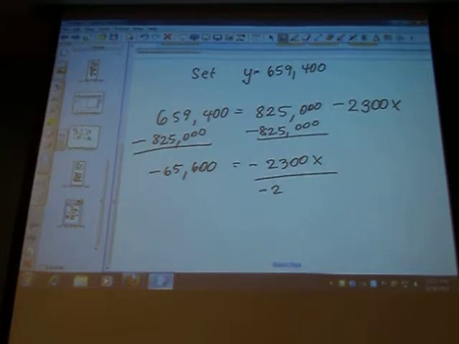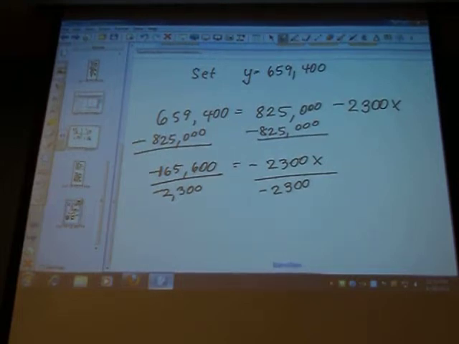659,400 minus 825,000. Wouldn't that be 165,000? No, because the negative number is higher than the positive number. Did I miss a number here? Yeah, it is 165. I just didn't. Yes, thank you. You would have figured it out when it became a really huge number. You're just paying attention. Yes, that's exactly what I'm doing.